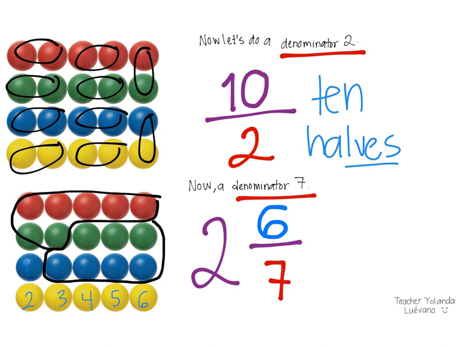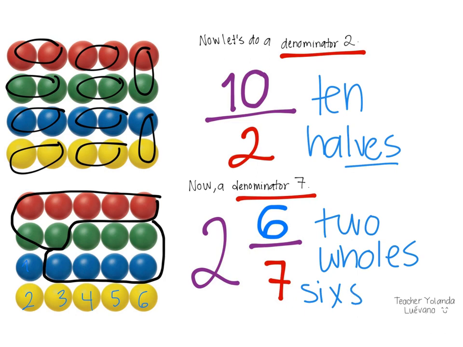Now, here it says denominator 7, so we're going to make groups of 7. 1, 2, 3, 4, 5, 6, 7, one group. 1, 2, 3, 4, 5, 6, 7, another group. And 1, 2, 3, 4, 5, and 6 extra ones. So we have 2 groups of 7 items and 6 extra ones. How would we read this? They are 2 wholes and 6 sevenths. Okay, that's how we would read it.